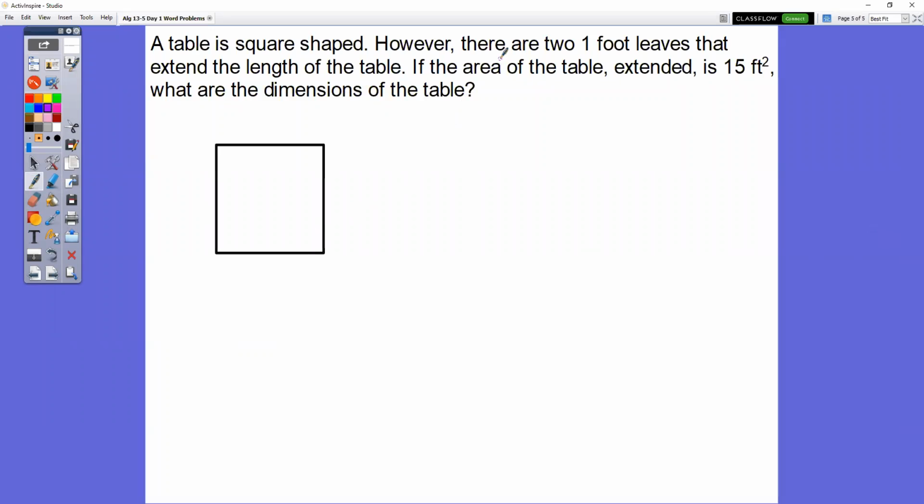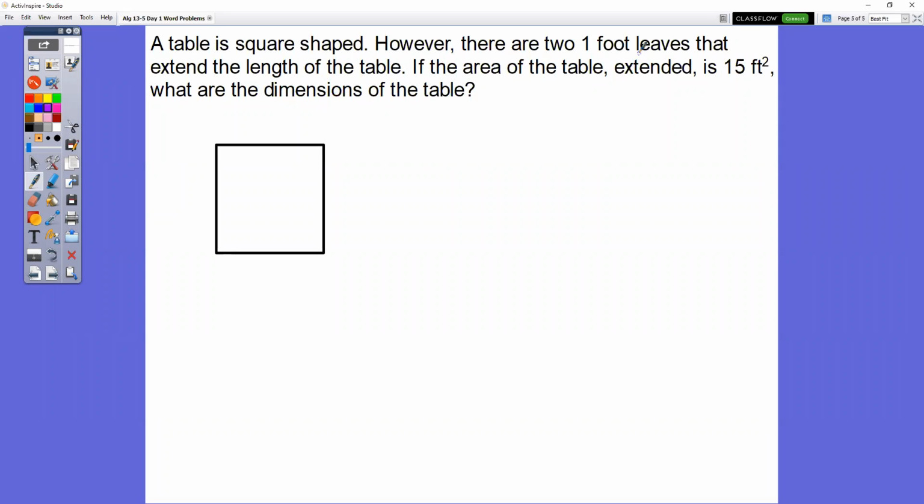And it says that there are 2 1-foot leaves that extend the length of a table. If the area of the extended table is 15, what are the dimensions?